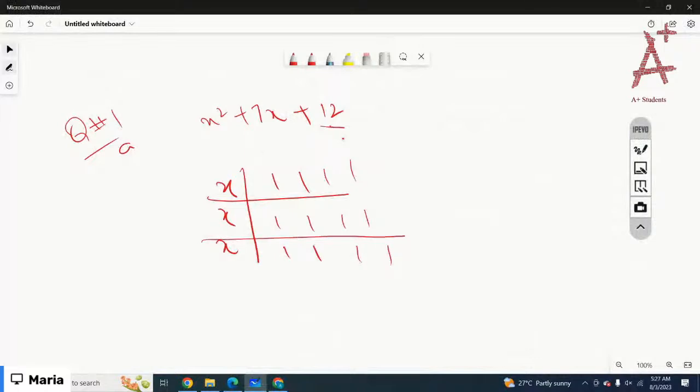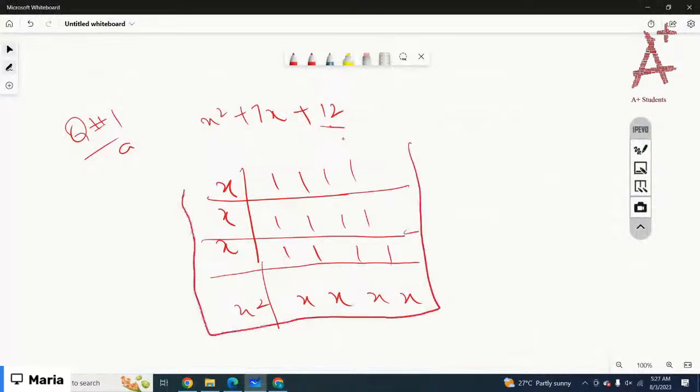Okay, and then you have x square, and this way you have x x x and x. So you can see the two factors are x plus 3, because you added 3 rows like this and 4 like this, so it is x plus 3 and x plus 4, because you have to make 12, right?